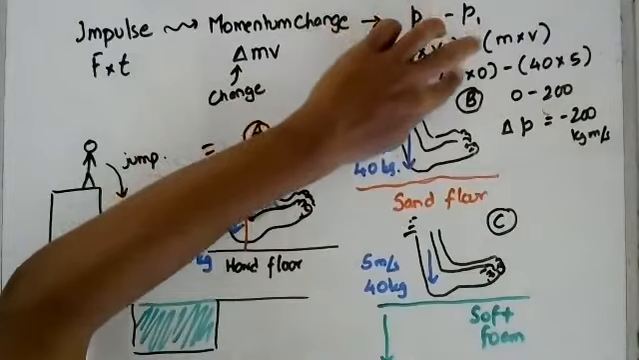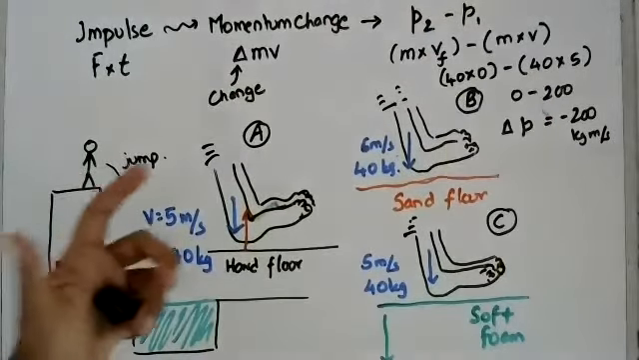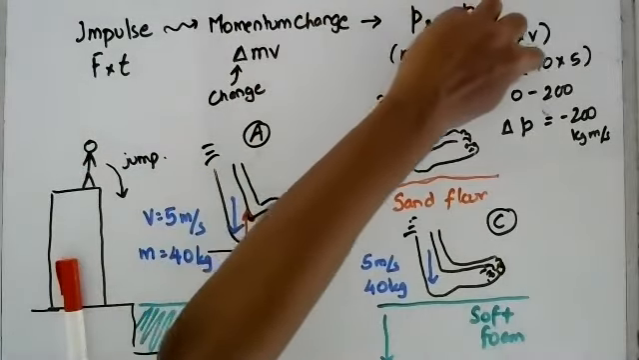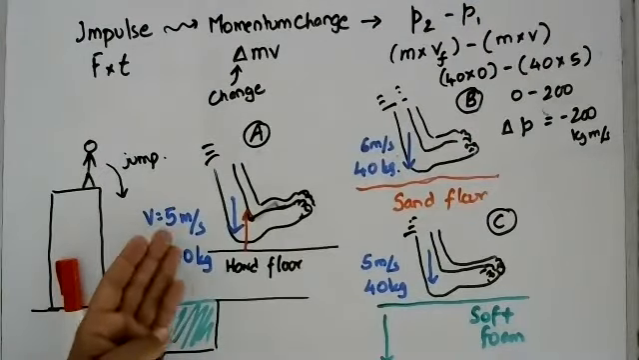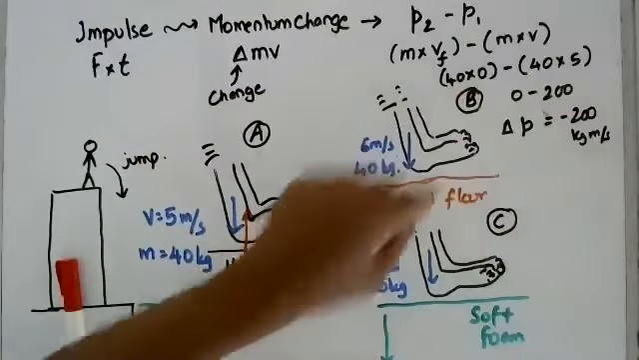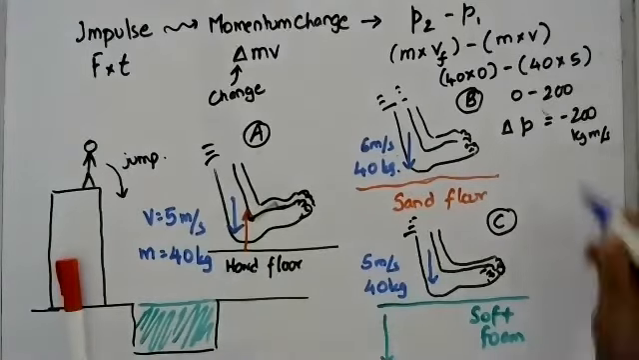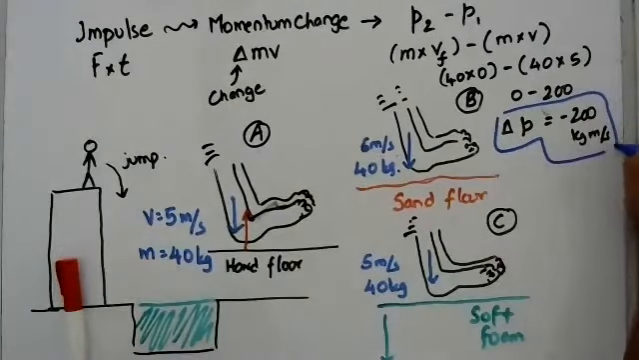So the final momentum is m multiplied by 0. If you want, I can write it as 40 multiplied by 0, because the mass of the person remains the same unless you break a leg or something. Minus mass multiplied by the initial velocity, which we said was 5 meters per second, that we just took as a number. So if you do the math, the change in momentum comes out as 200 kg meters per second. Is it clear now, or would you like me to explain it again? Yes, sir, I understand.